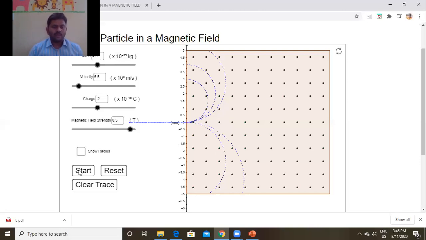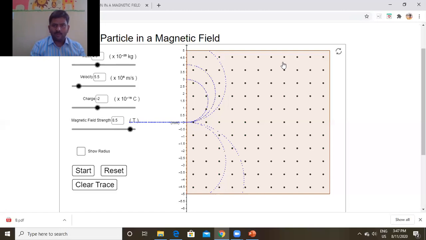So when momentum is reduced, the radius of the circular path is reducing. If the momentum is increased, the radius of the circular path is increasing. Like that, we can have an idea regarding the motion of a charged particle in the magnetic field using this simulation. Okay, remember all the things which we saw in this simulation.